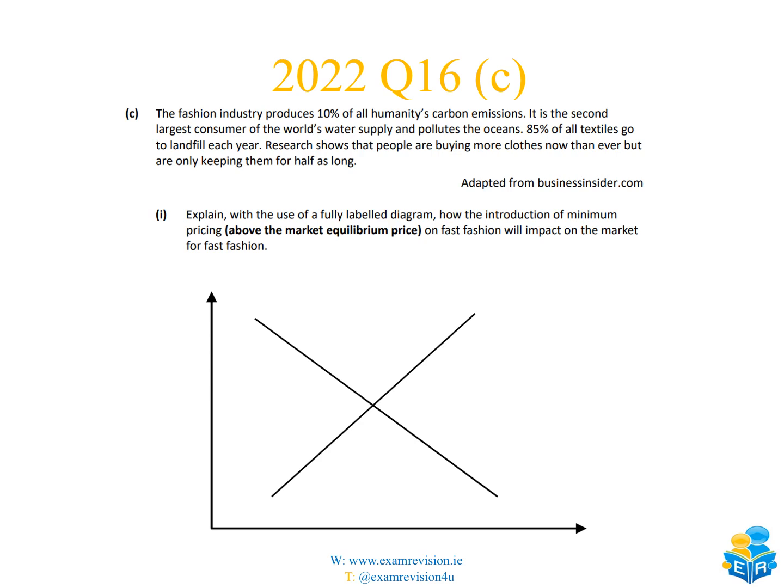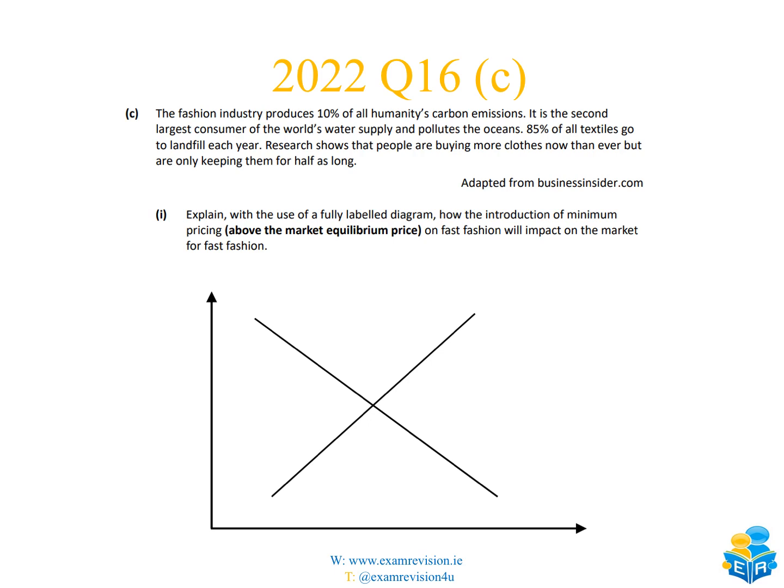So again, we have another question from 2022, question 16C this time. It relates to fast fashion, which again has been very topical for the last couple of years. The fashion industry produces 10% of all humanity's carbon emissions. It's the second largest consumer of the world's water supply and pollutes the oceans. 85% of all textiles go to landfill each year. Research shows that people are buying more clothes now than ever, but are only keeping them for half as long.